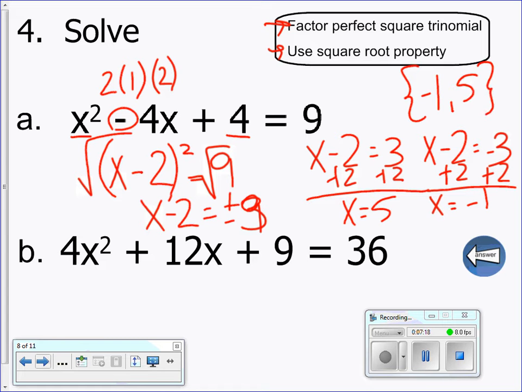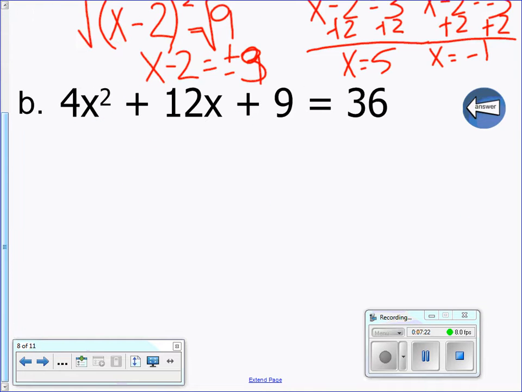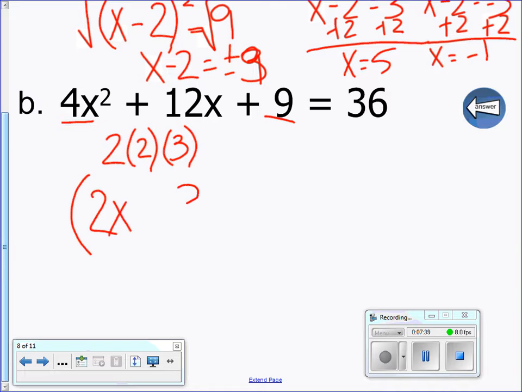Okay, let's try the second one. Some more room here. So, perfect square trinomial, yes, yes. Middle term, 2 times the square root of the first term times the square root of the second term. 2 times 2 times 3 is 12. So this becomes 2x plus 3, from here, squared equals 36.